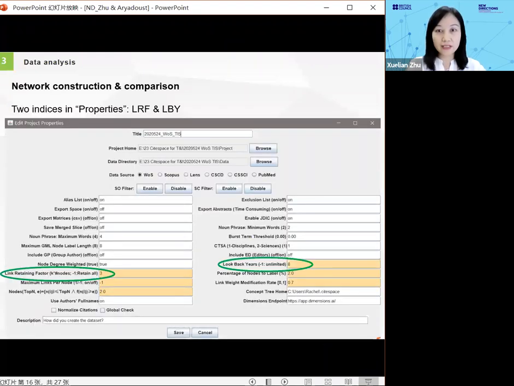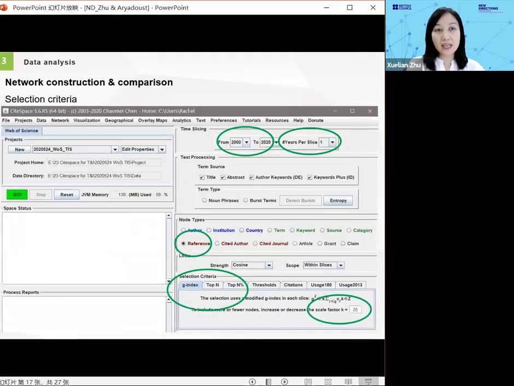Okay, so here is the network construction and comparison. Before comparing and selecting the best or optimal network, we set up different parameters in two interfaces. One is properties. The other one is selection criteria. That means we didn't just accept the default model. We actually took an active role in selecting and comparing the networks by mixing and matching the different criteria.